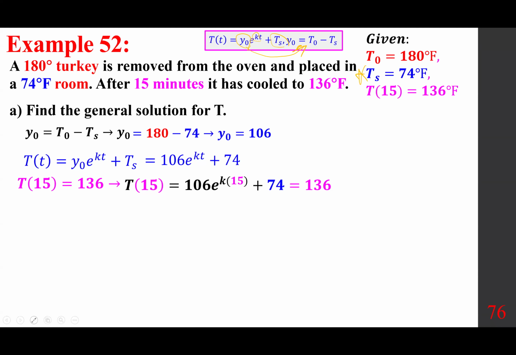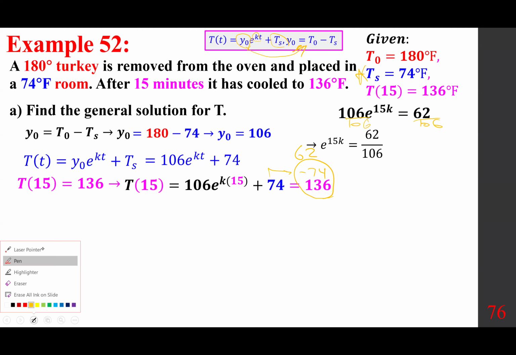So the very first thing, everybody, we are going to move this, make it minus 74, subtract it from 136, get 62, and write 106 e to the power 15k is 62. Divide by 106. Now, class, I can simplify this, but I don't want to do that. I want you to see where the numbers are coming from.